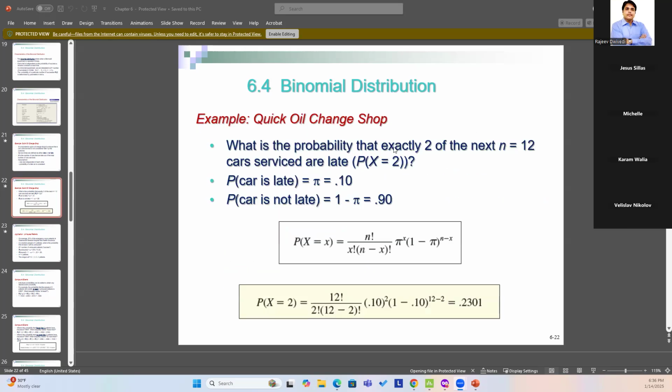What is the probability that exactly two of the next 12 car services are late? There's a probability that 10% of cars are late, so the pi value is given as 10%. What is the probability that, of the next 12 cars, 2 will be late? How can we find this probability? So very simple.